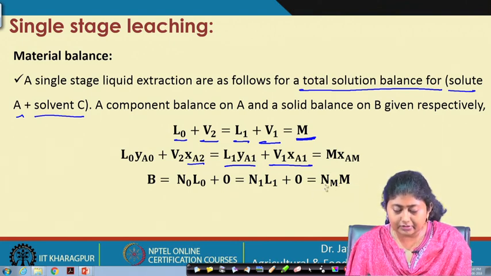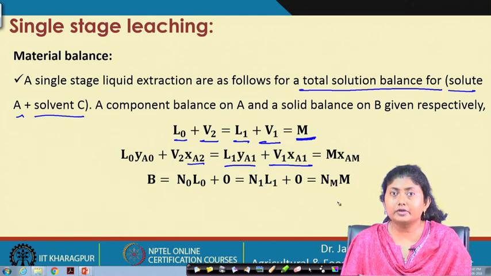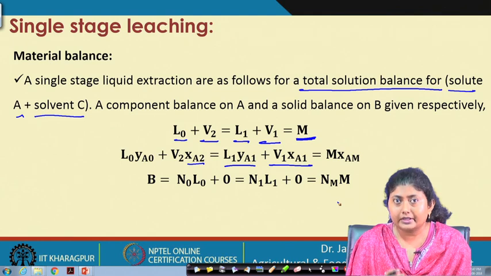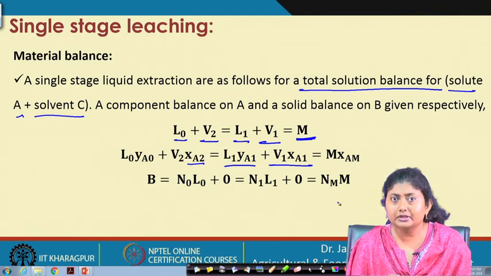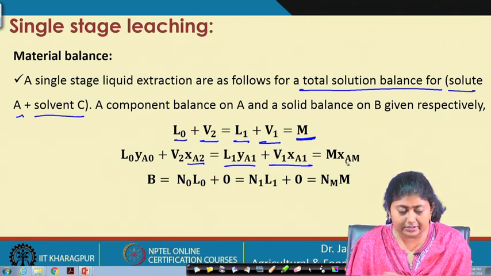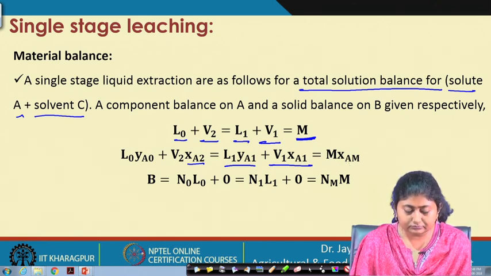So, the position of that M point we need to find, so that we can predict the extraction efficiency, or what fraction of the solute has been separated. So, M into X A M is required for that.